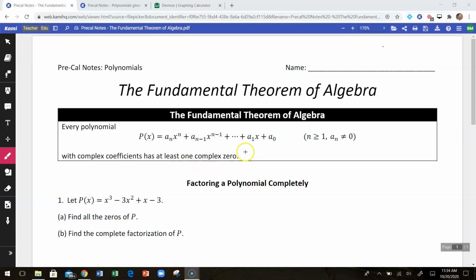So a complex zero means that the zeros could be real numbers. They could also be imaginary numbers. Okay, so you could have things like a plus bi, 2 plus 3i, something like that. They could be zeros of your polynomial. So those count as complex zeros, even if they're imaginary. So whatever the degree of the polynomial is, that is how many zeros you will have.